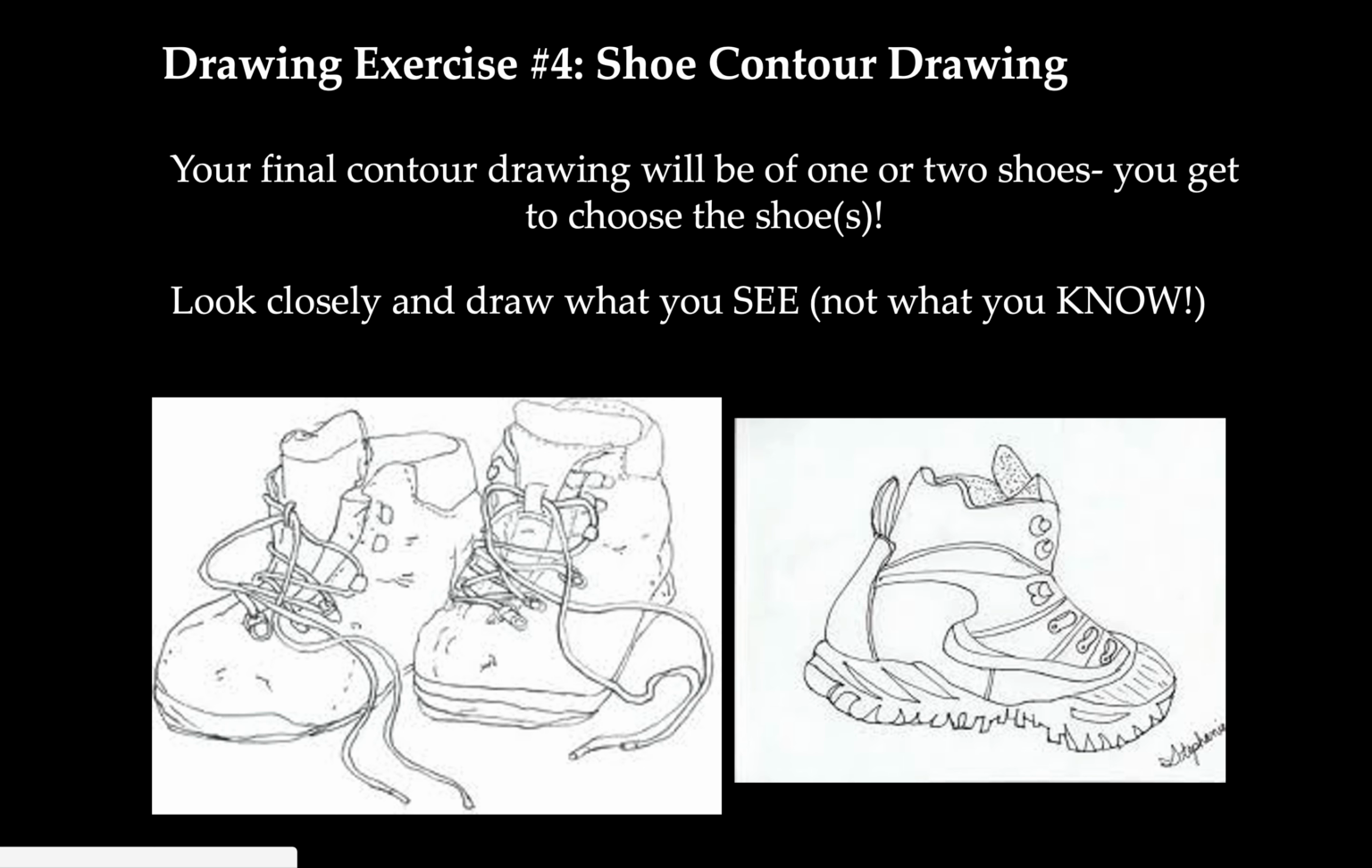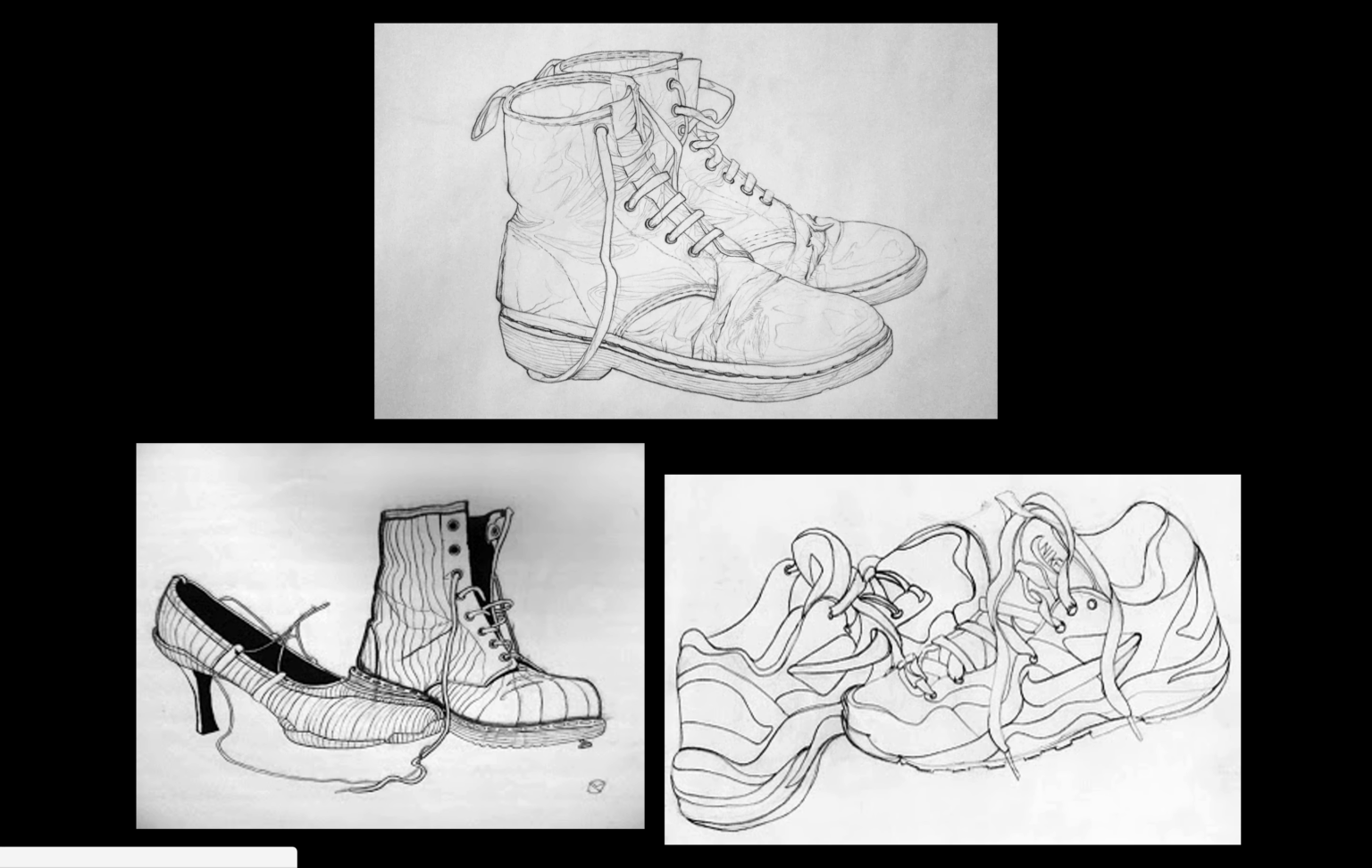On Wednesday in class, we'll be doing a shoe contour drawing. So this drawing, you'll be drawing either one or two shoes, and you get to choose the shoe. So you may want to start looking around now at your house, any shoes that you think would be kind of fun to draw. For this exercise, you will get to look at your object, so you'll get to look at your shoe while you draw. I'm going to ask you to, again, look closely and try to draw what you see, not what you know, so building that connection between your eye and your hand.